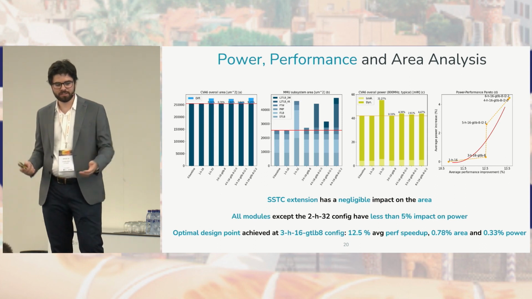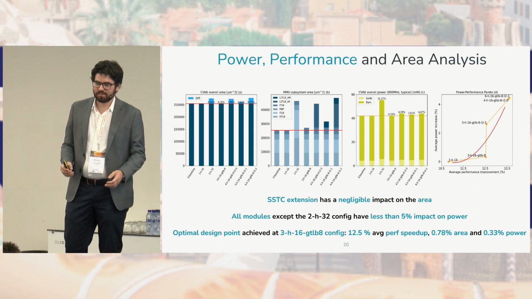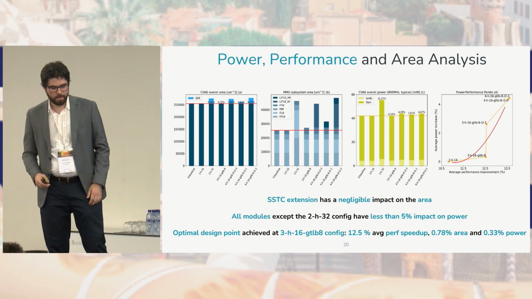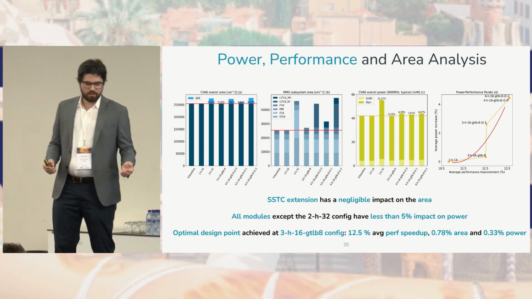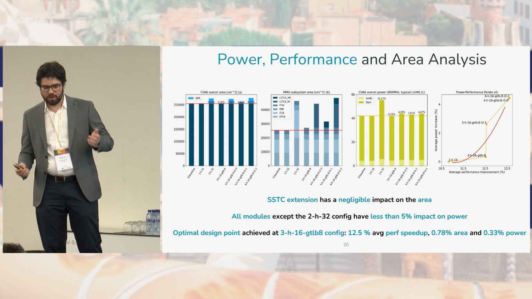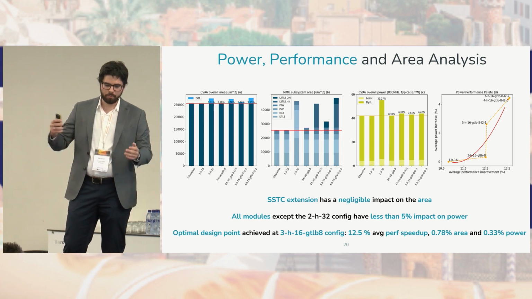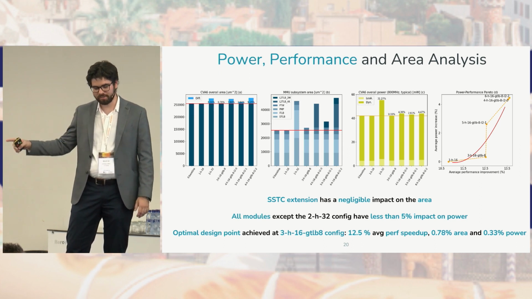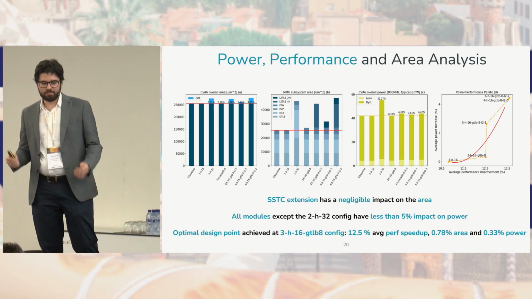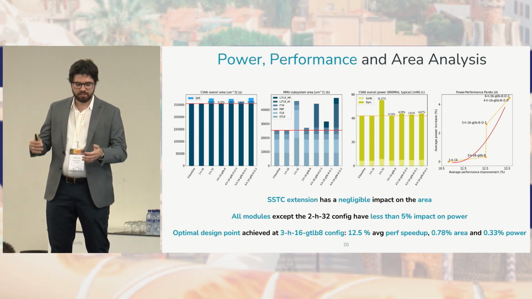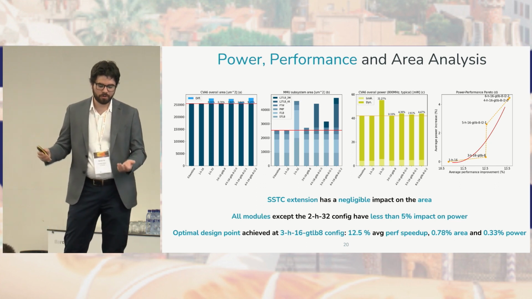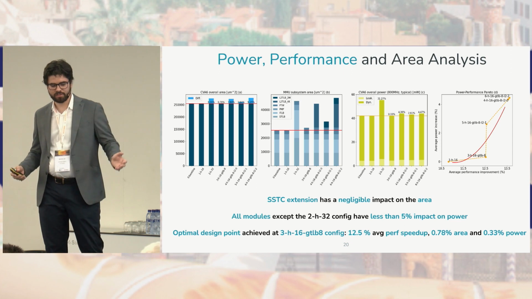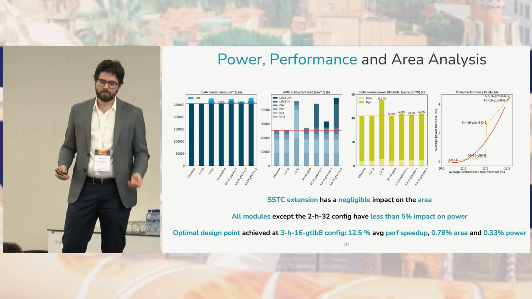Then we did a PPA analysis, a power, performance and area analysis. We found out that the SSTC has a negligible impact on area. We also saw that the power is not increased by more than 5%, and our optimal design point is actually on the right side. It's basically having just a GTLB with 8 entries and a timer support. It achieves 12.5% average speedup, with less than 1% in area and power.